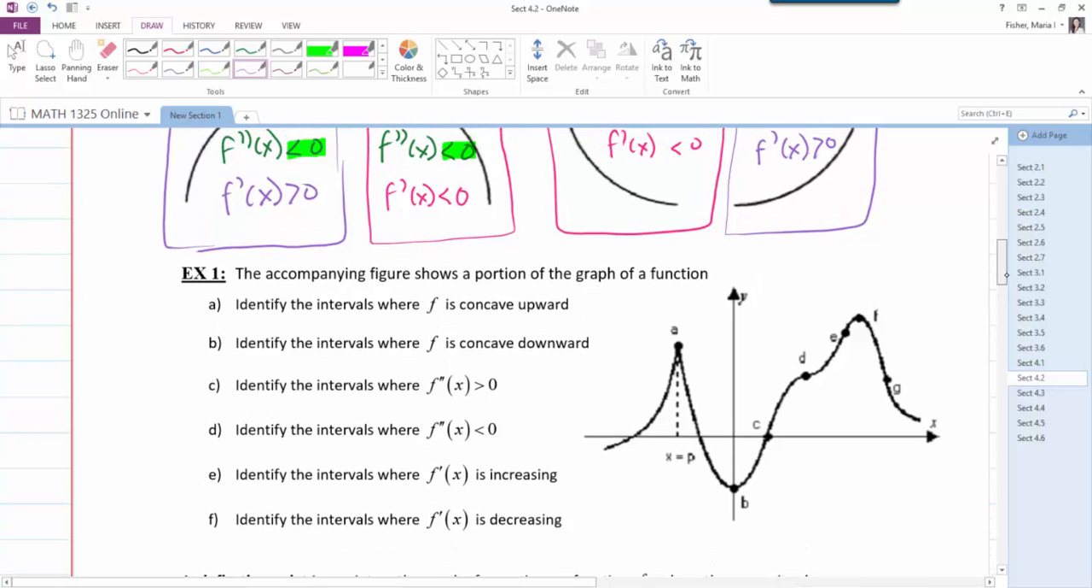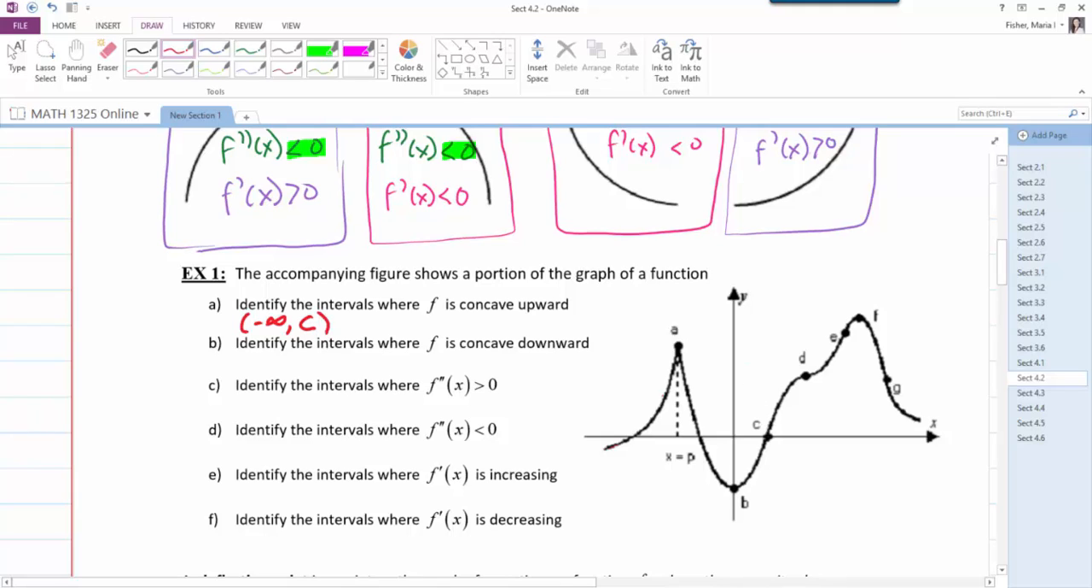So let's use all that information to find the following using this graph. It says the accompanying figure shows a portion of a graph of a function. We want to identify the intervals where the graph of this function is concave upward. So where does it look like the letter U? Well, it looks like the letter U from negative infinity to A, and then also from A all the way to the letter C. So we can say, okay, well that happens from negative infinity to C because this was a letter U and this is also a letter U.